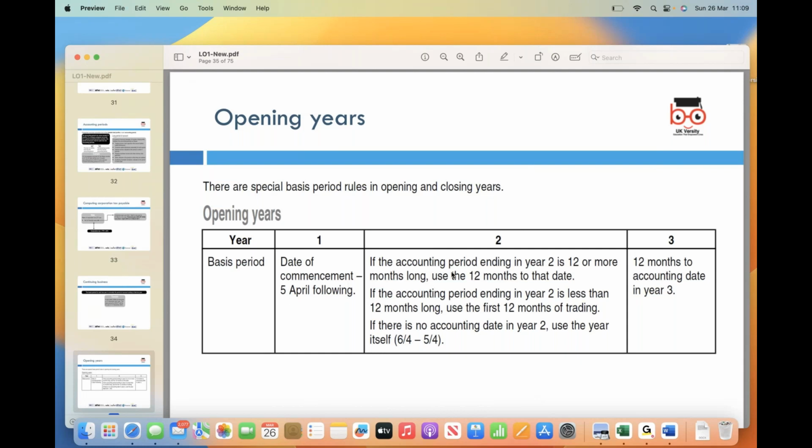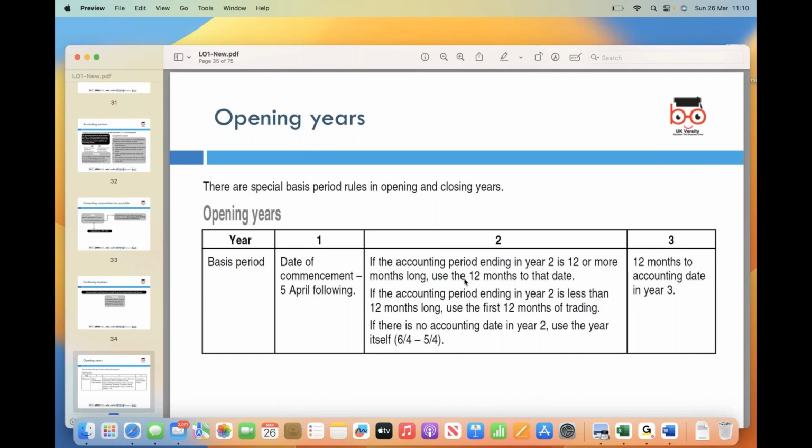Here, second, if the accounting period ending in year two is 12 or more months long, use the 12 months to that date. If the accounting period ending in year two is less than 12 months long, use the first 12 months of trading. If there is no accounting date in year two, use the tax year itself. In year three, use the 12 months to the accounting date in year three. A basis period is usually the period of time for which a person or business prepares their financial accounts within the tax year.